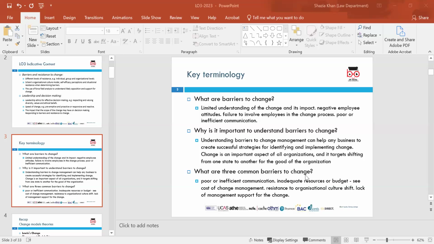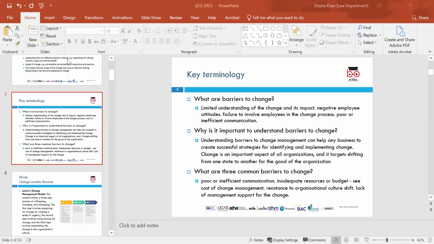barriers coming in place. What are the common barriers? Poor or inefficient communication, as we mentioned, resources or budget, cost of management. So poor communication is a big one. So make sure you're able to communicate everything to your employees. And if there's a change of management, make sure you communicate that to everyone. The change of processes, make sure it's communicated to everyone. By organizations communicating all sorts of things to employees, they're able to adopt this culture of change properly.